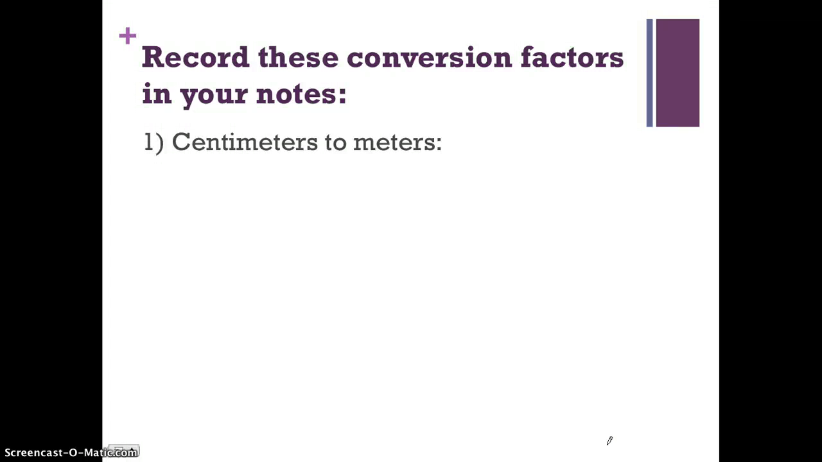All right, so let's take a look. I'll do the first couple of these with you, and then what I'd like you to do is to figure out the rest of these conversion factors and write them in your Cornell notes. If you need to pause, that's great. Go ahead and do it. All right, so we have centimeters to meters. So we want to go from cm, centimeters, which is a smaller unit, to meters, which is a larger unit.